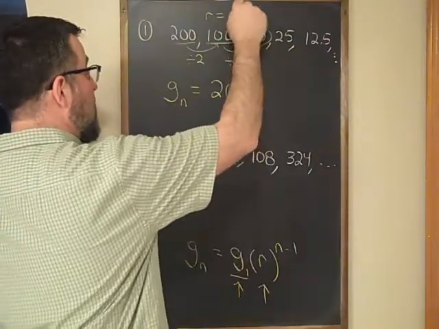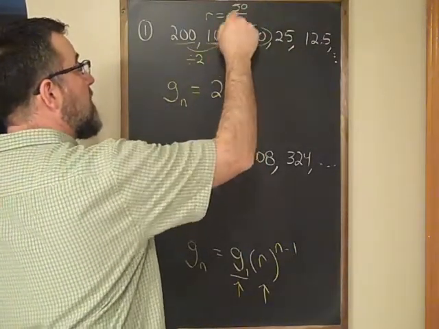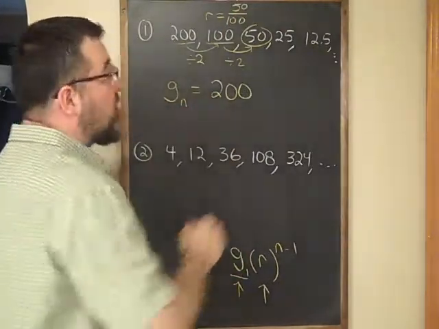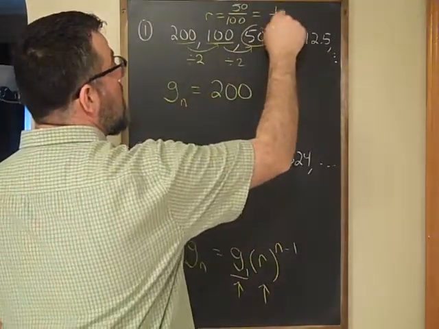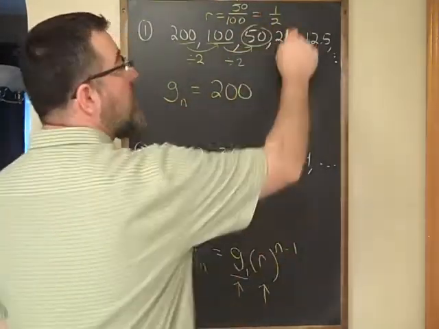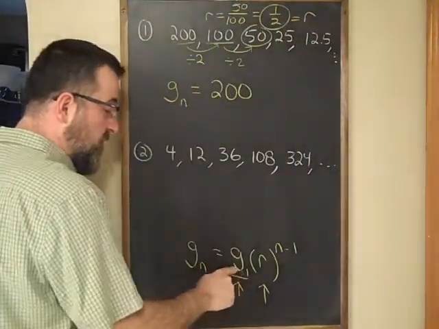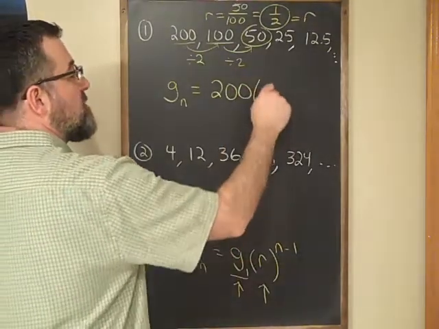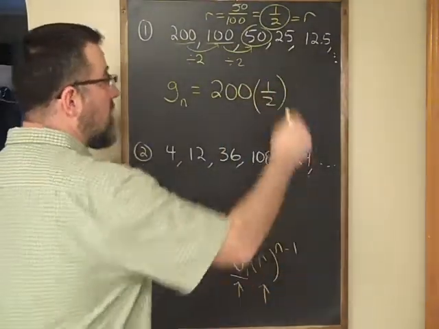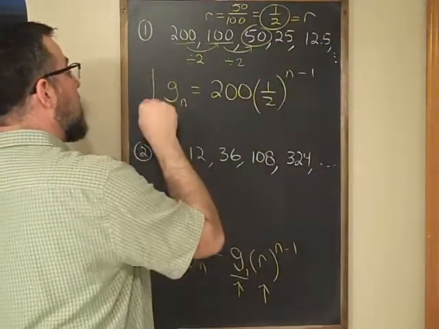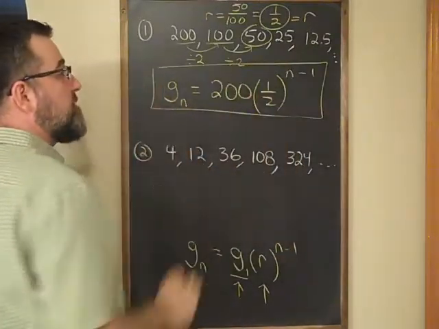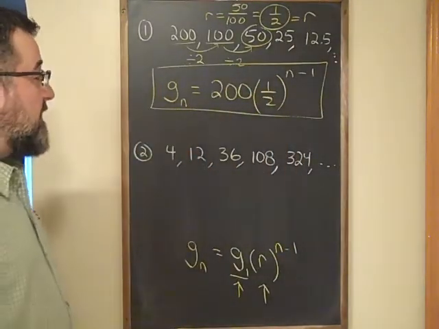So we could use 50 and divide by its previous term, 100. 50 divided by 100 is 1/2. So our constant ratio is 1/2. So first term times the constant ratio to the n minus 1. There it is. That's the formula. That's all there is to it.